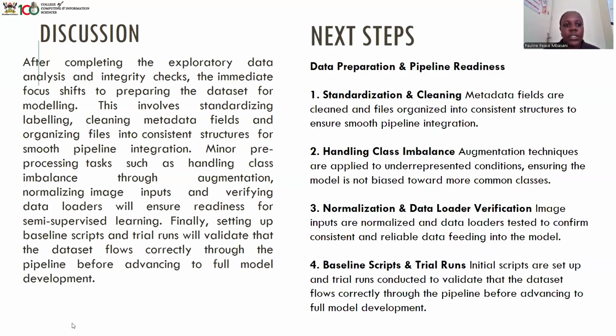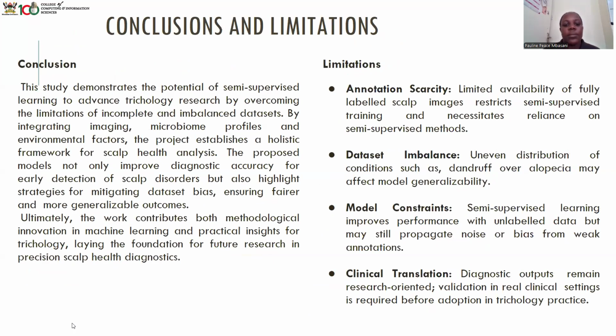The current status, which is the discussion: we are standardizing labels, cleaning metadata, fixing imbalance with augmentation, and running trial pipelines before full training. One of the challenges we are faced with in our datasets is class imbalance, so we are trying to see how to apply class weights to try to solve the problem of class imbalance. Then our next steps include cleaning metadata, fixing the imbalance, normalizing data loaders, and running baseline trials.